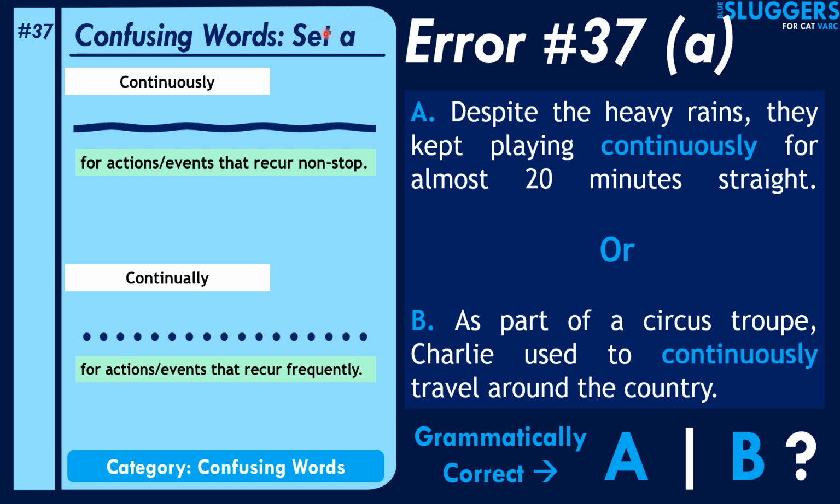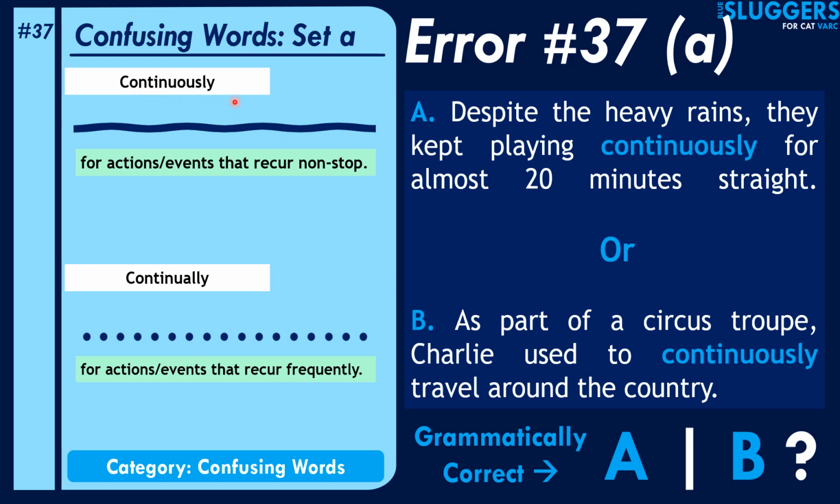Okay, so again, this is the third installment in the confusing words category, and the first set that we have here is the set of the words continuously and continually. Now, again, this also happens to be a pair where the difference in meaning of these two words is not quite clearly understood, especially among the wider section of the audience, right?